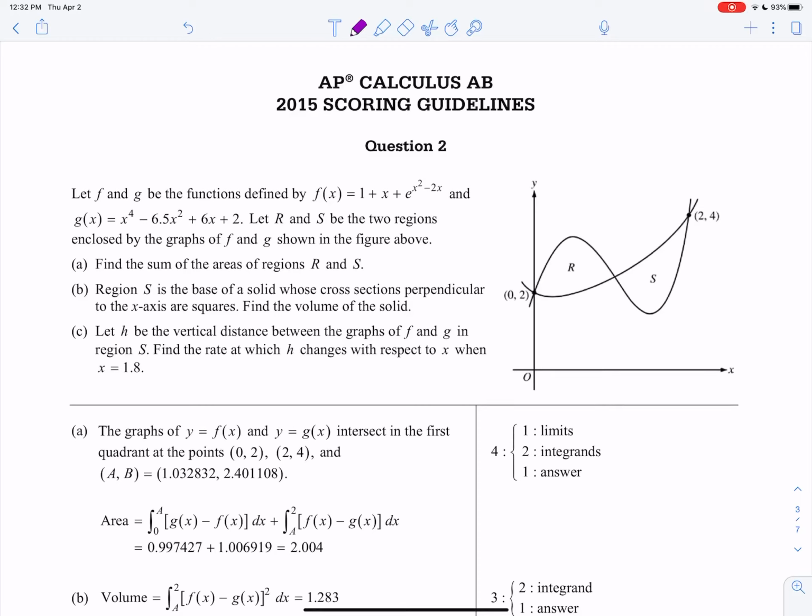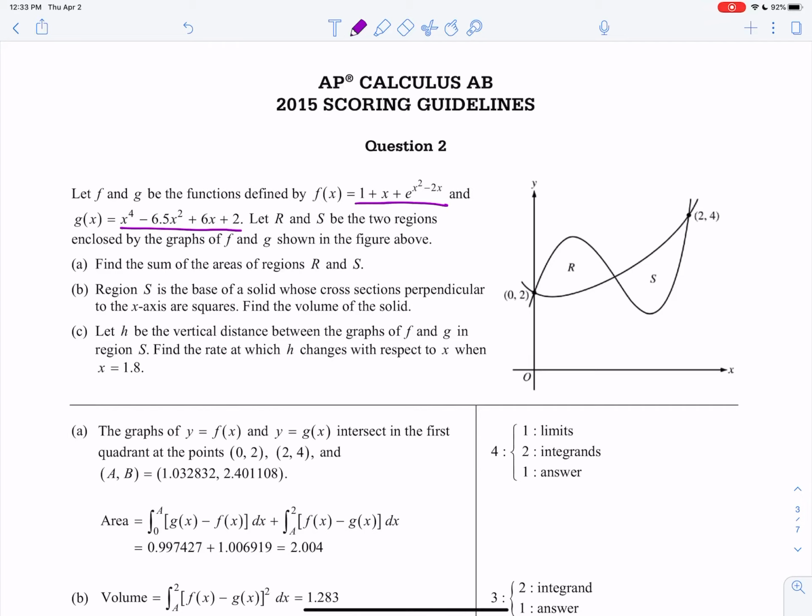Here's 2015 question 2. Clearly it's an area and volume problem, okay? So they don't tell you which one's which. They tell you that f of x and g of x are these, but not explicitly what it is on the graph. So you do have to understand which one is which, okay?